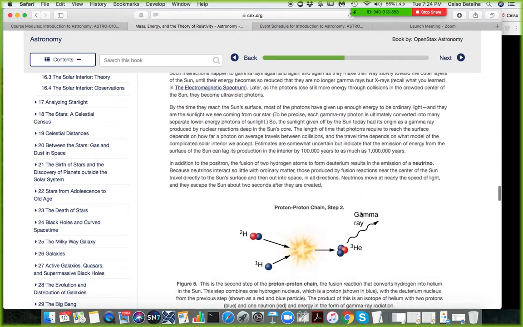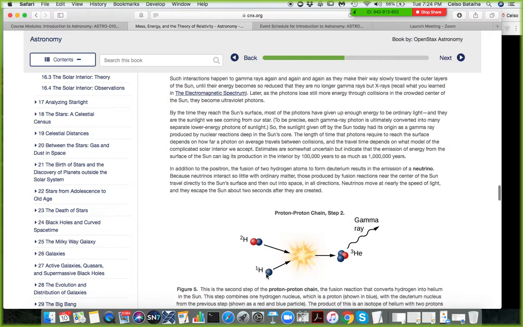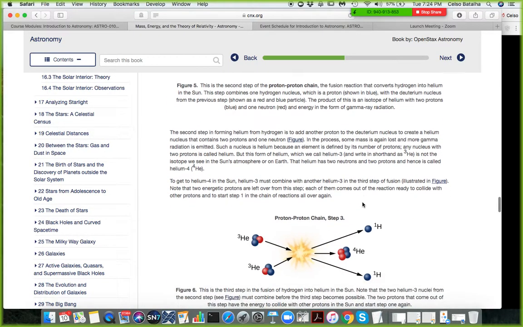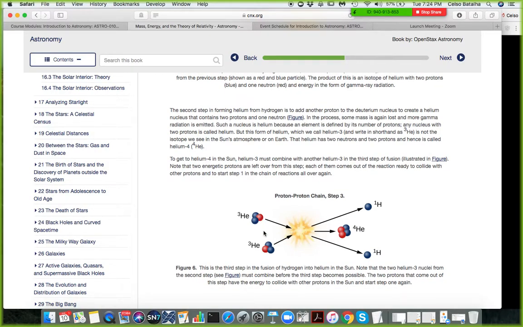Now, if this reaction keeps going and the deuterium fuses with another hydrogen, then you have a helium-3 atom being formed, plus a gamma ray, which is radiation and energy. And then when you take this third step and you fuse these two helium-3 atoms, you end up back with two atoms of hydrogen, but you have a newly formed atom of helium.